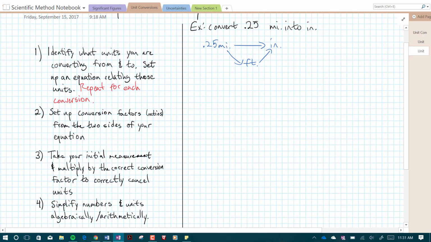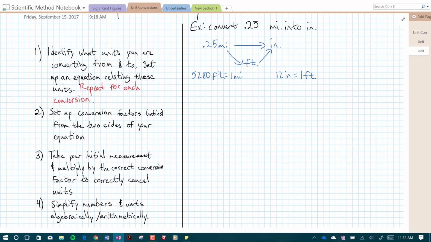Step one is identify what units we're converting, miles to feet to inches, and then set up equations for each set of units. I know that there are 5,280 feet in 1 mile, and I also know that there are 12 inches in 1 foot. Since we are going to be converting twice, we are going to set up each of those equations.